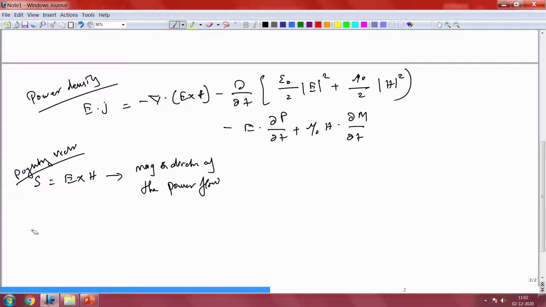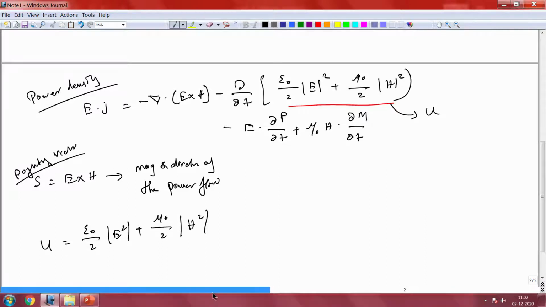The scalar quantity here, meaning this thing. Let's look at that. So this scalar quantity is a unit of energy per volume. Let's say this is U. So this U is nothing but epsilon naught over 2 E squared plus mu naught over 2 H squared. So what is this? This is basically the energy density stored in the propagating field.